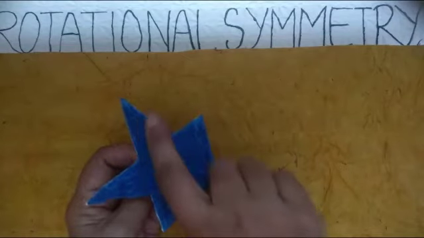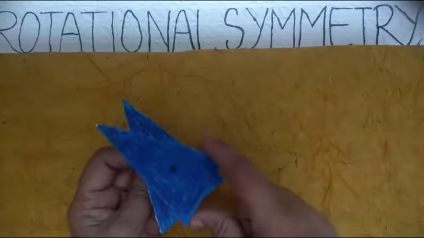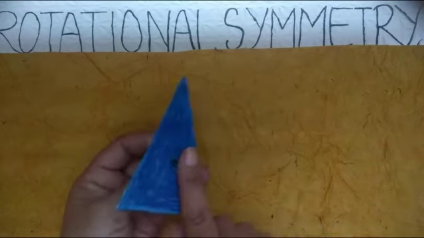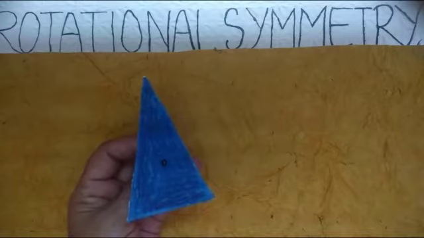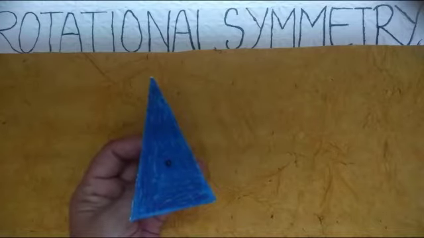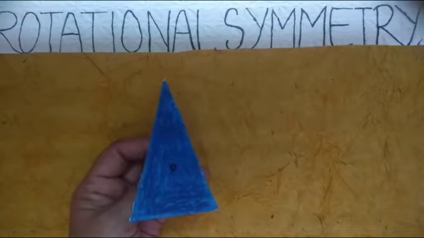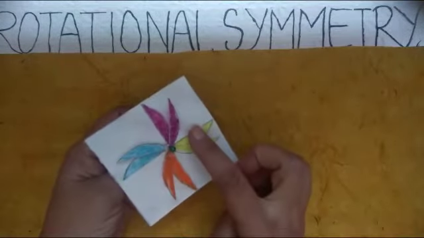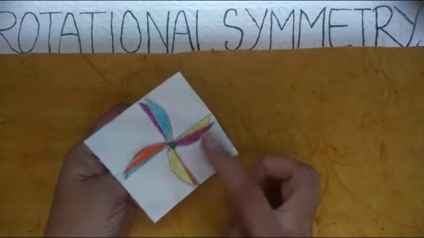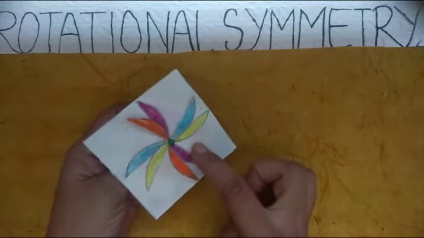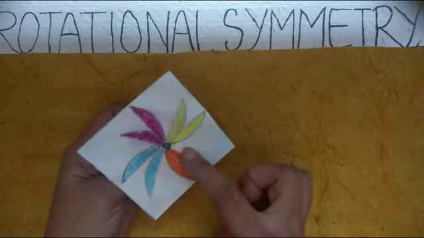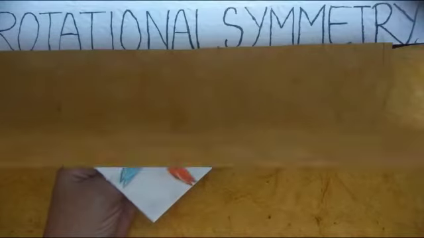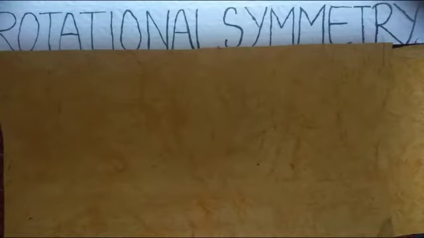We see that it doesn't look the same more than once, but it is the same only one time in one complete rotation. So we say that this figure, that is an isosceles triangle, does not have rotational symmetry. Now the number of times the figure looks like the original figure, or we say that it fits onto itself in one complete rotation, is called the order of rotational symmetry. The smallest angle needed to rotate any figure is called angle of rotation.